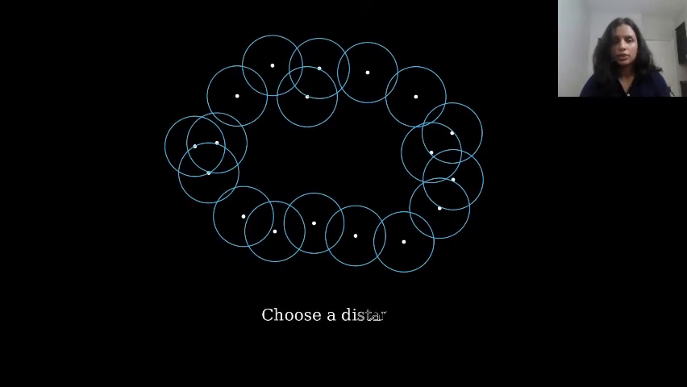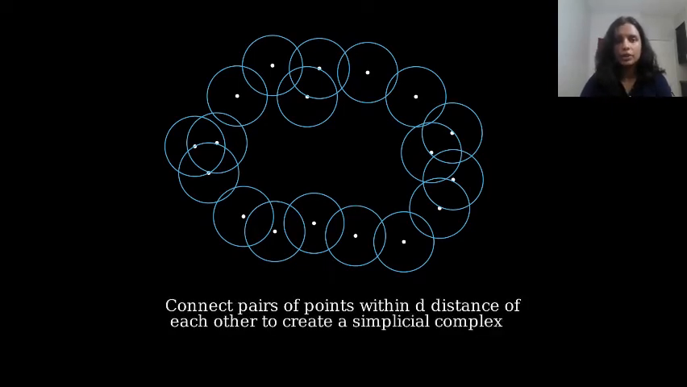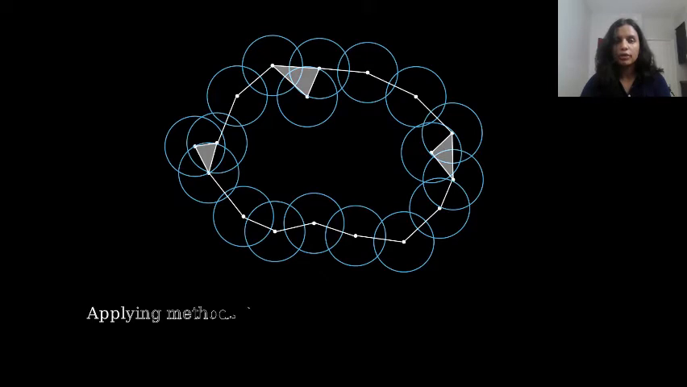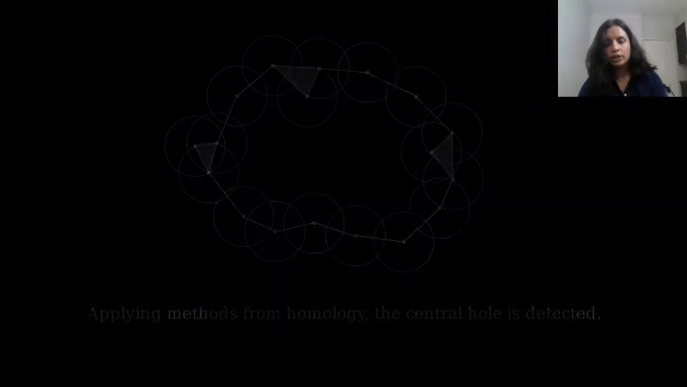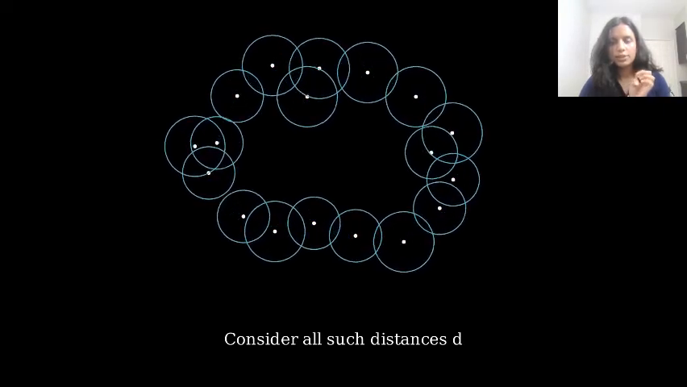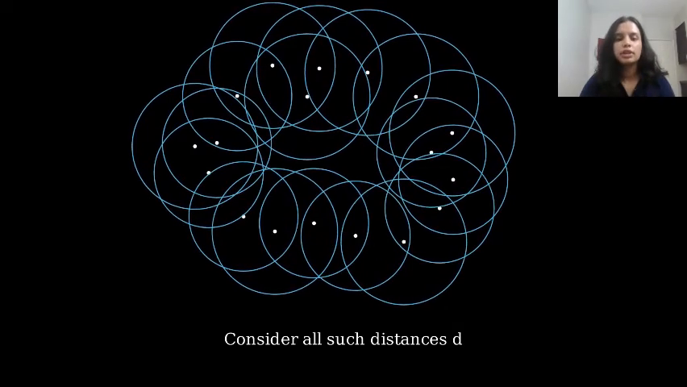Now, dependent upon your choice of d, the connected components are going to change. This is like changing the lens to look at data and getting different views. In persistence homology, you evaluate graphs for all such distances d. Let's look at how, depending upon your choice of d, the connected components are going to change. So as you go from small to big, the number of connected components change.